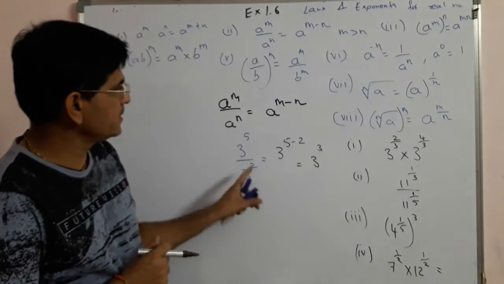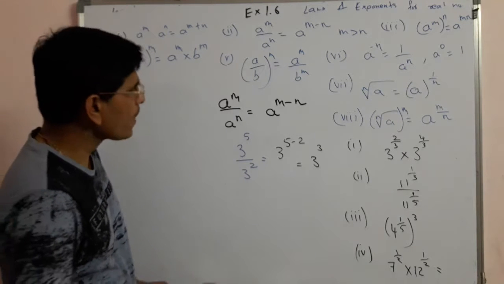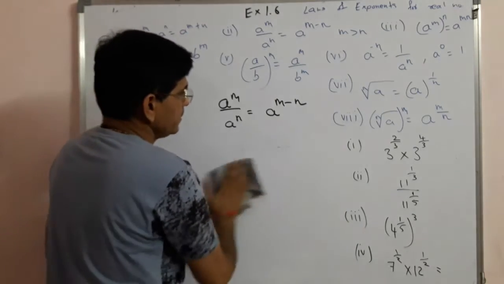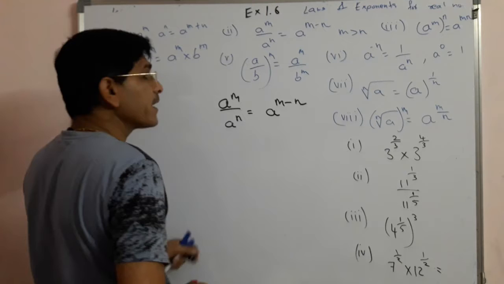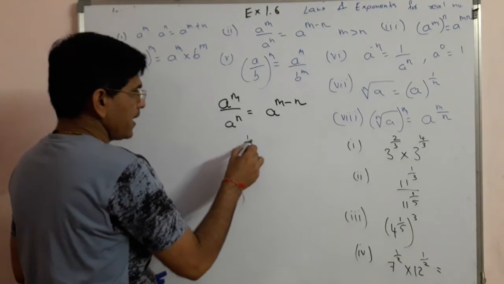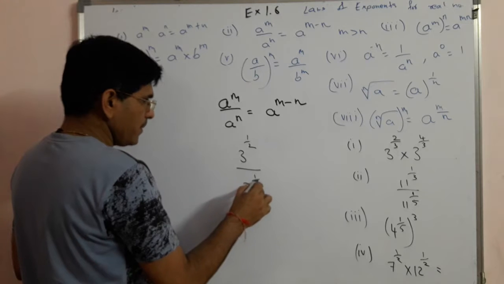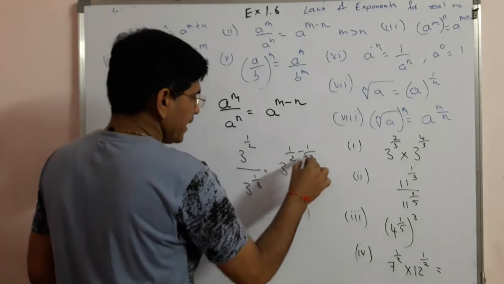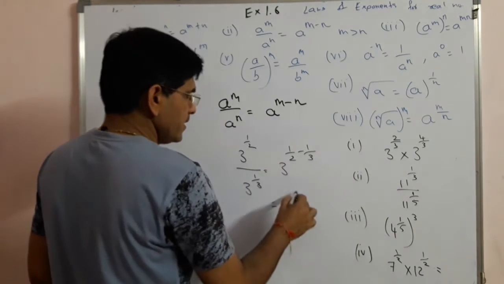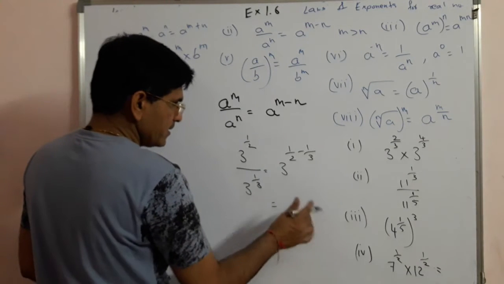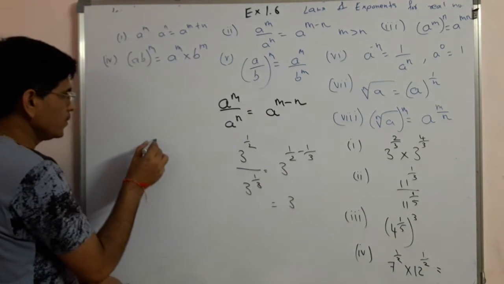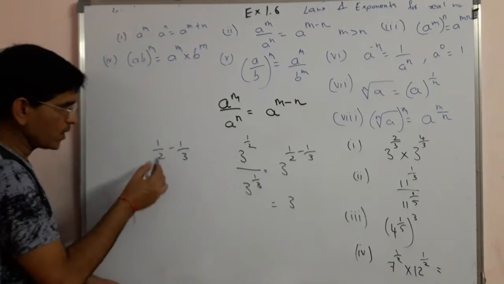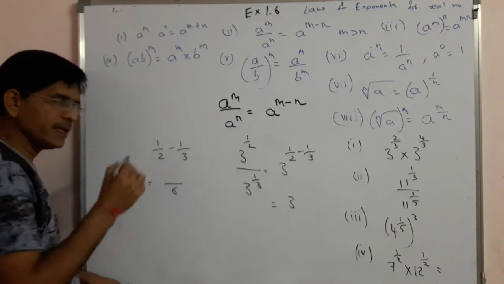There are 3 lobes, but it is easy that you have to understand like that. Now again, the number should be changed. It should be in the form of rational numbers: 3 to the power 1 by 2 divided by 3 to the power 1 by 3. Now, 3 to the power 1 by 2 minus 1 by 3. So now LCM is 6. Here LCM is 6. So now 1 by 2 minus 1 by 3, how do we simplify? That is, LCM is 6.